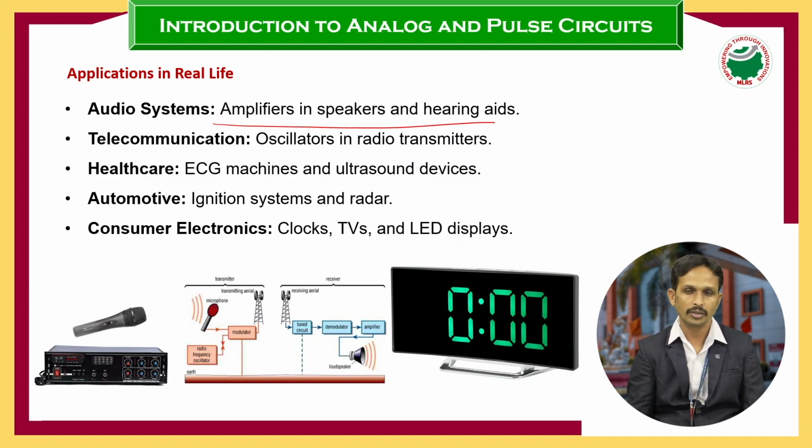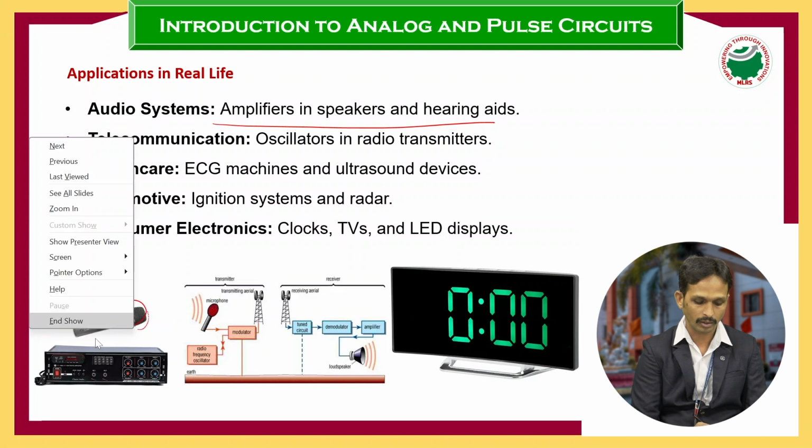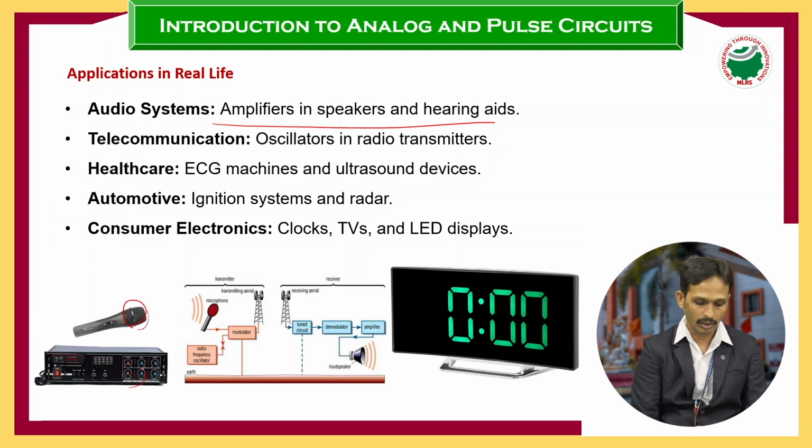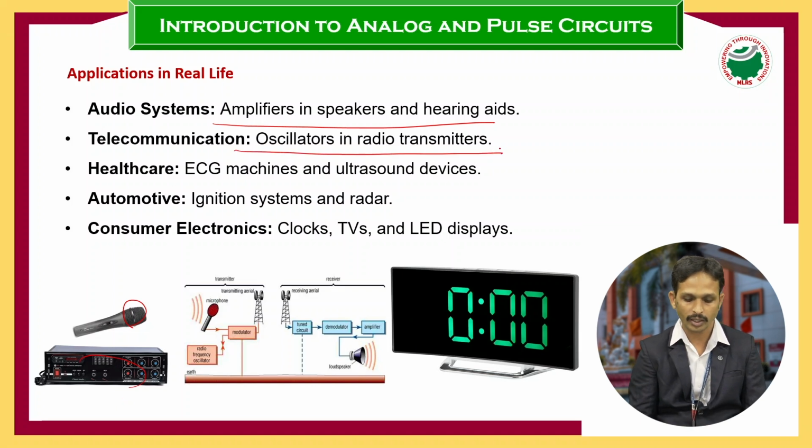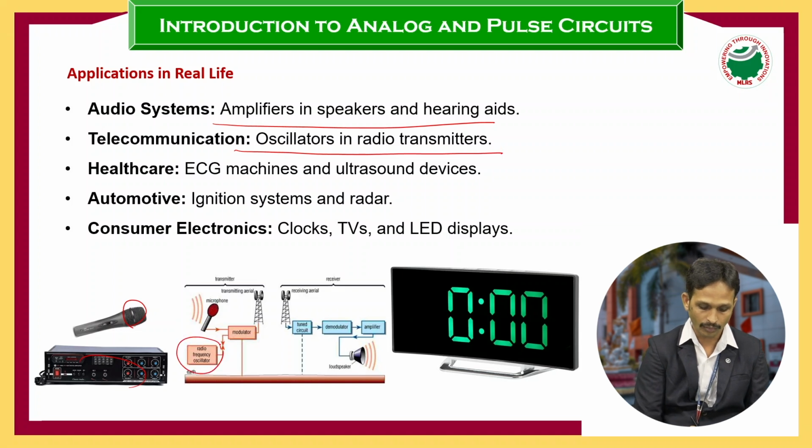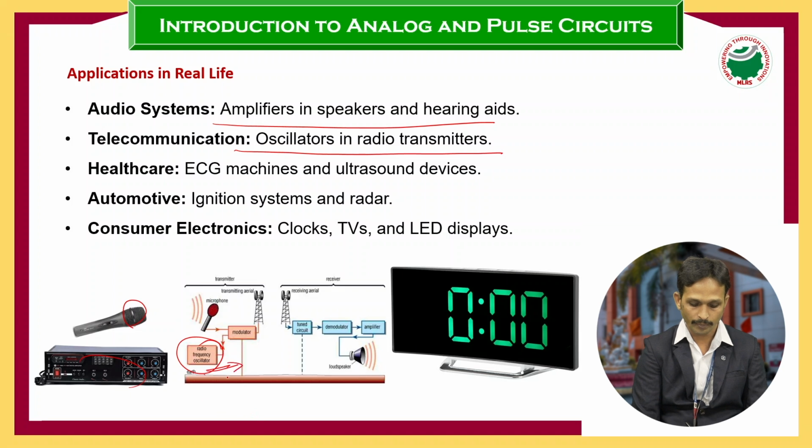In that amplification system, for example, if you are talking through a mic and controlling this, it comes out with a large sound. And in telecommunication systems, we can use oscillators in radio transmitters. Here a radio frequency oscillator is used to generate a stable frequency. It acts like a carrier frequency that is given to the modulator, and in the communication system transmitter we can use these oscillators.